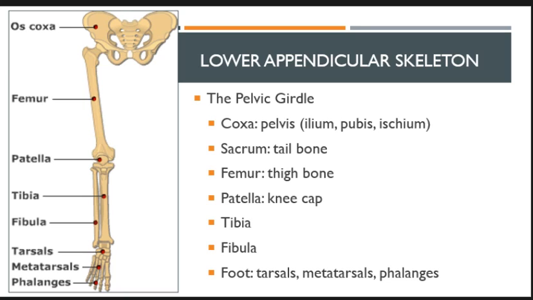All right, our lower appendicular skeleton is the pelvic girdle, talking about, of course, the pelvis. That is also known as the coxa, the pelvis, which includes actually three bones, the ilium, the pubis, and the ischium. The sacrum is the tailbone. Longest bone in our body is our thigh bone, known as the femur. Our kneecap is the patella.